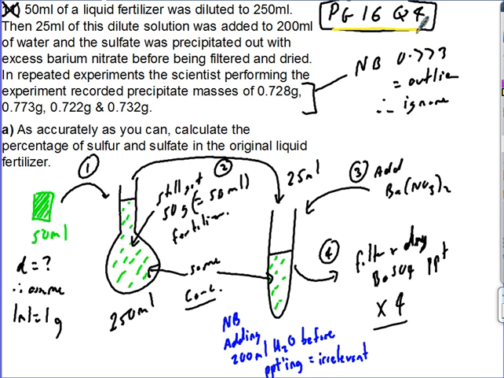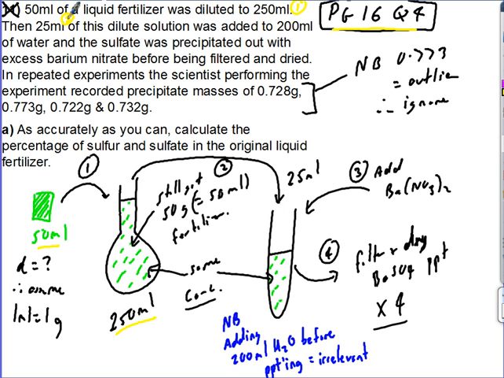fertilizer. So there's a whole range of steps going on in this paragraph, and I always find it easy to draw a little sketch for myself to understand what's going on in this particular question. And the first thing they've told us is that we've got 50 mils of a liquid fertilizer, and they're putting that inside a 250 ml solution. So they're diluting it to 250 mils. I'm going to call that step 1. So we're taking this 50 mils of liquid fertilizer and putting it inside the 250 ml of water inside a volumetric flask, I assume. The next thing is they're taking 25 mils of that dilute solution.